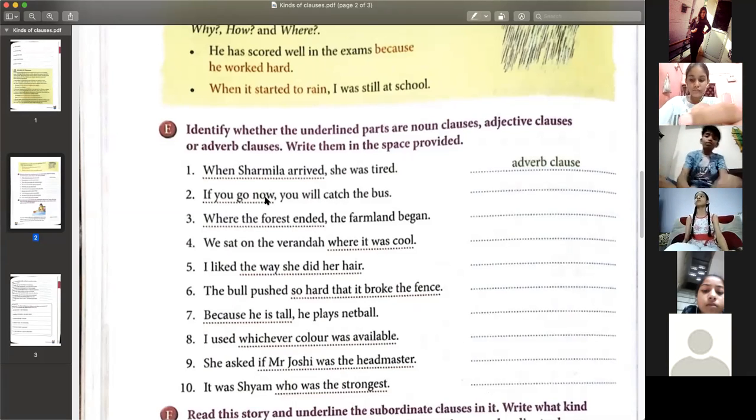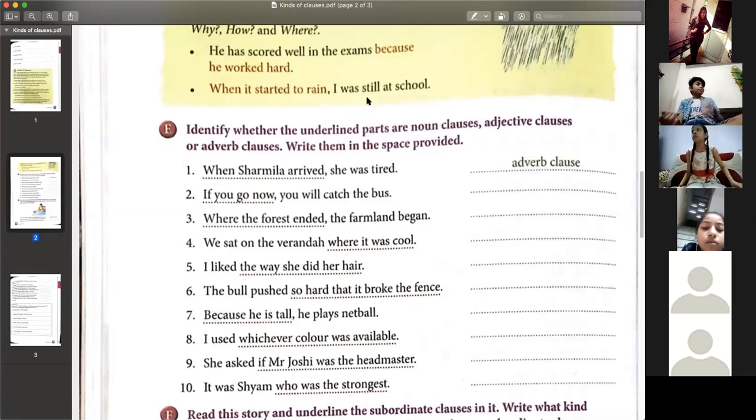Yes, who gives the answer first? Yes, Dhwani. The answer is adverb clause. Very good. Adverb clause, because it is telling us the time.